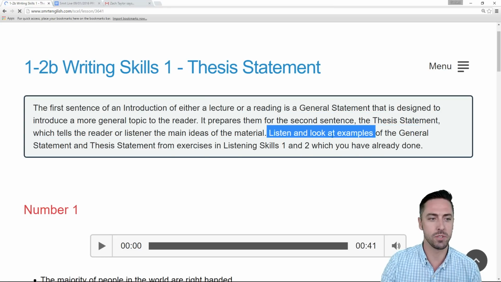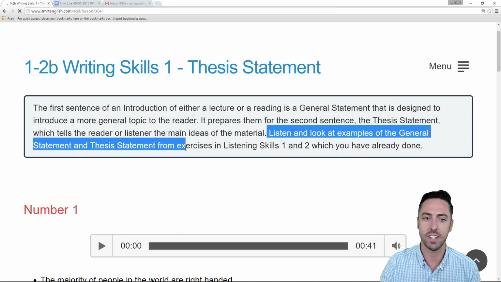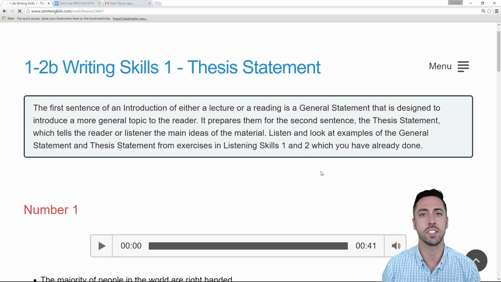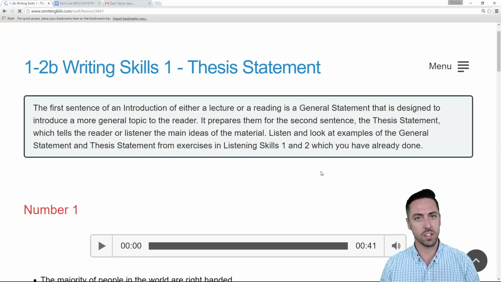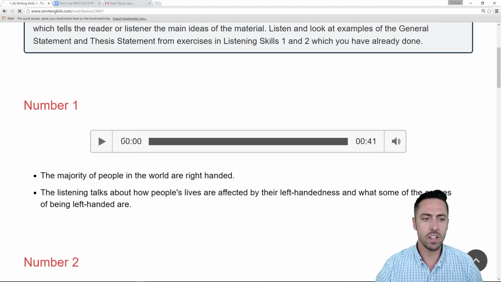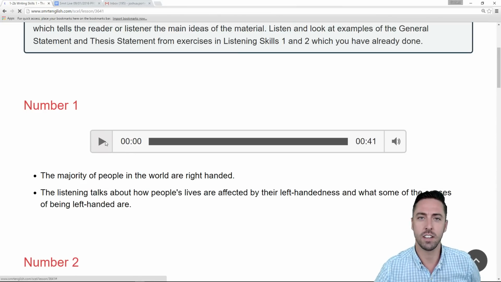We listen and look for examples of general statement and thesis statement from exercises in other lessons that we'll teach in this class. But for now, we're just going to go over what a thesis statement is and how to identify it and how to create a strong, effective thesis statement. So number one here, I'm going to play this short listening and see if you can hear this here.